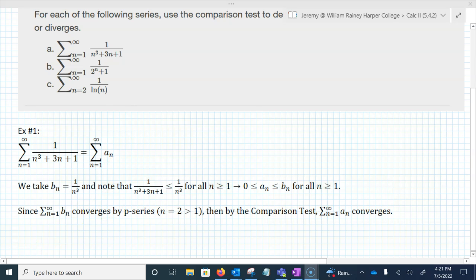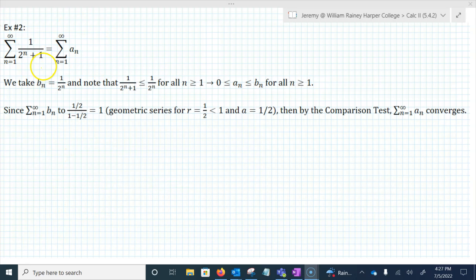So let's go ahead and formally write that up. All right, so here I've got my series in question. I'm going to call that the sum of the a sub n's, where the a sub n's are 1 over 2 to the n plus 1. I'm going to take the b sub n's to just be 1 over 2 to the n. And note that our a sub n's, 1 over 2 to the n plus 1, are in fact less than or equal to 1 over 2 to the n, and those are the b sub n's. So then I have the inequality, a sub n's are less than or equal to b sub n's, all of which are bigger than or equal to 0.